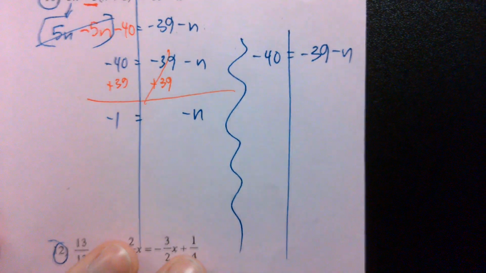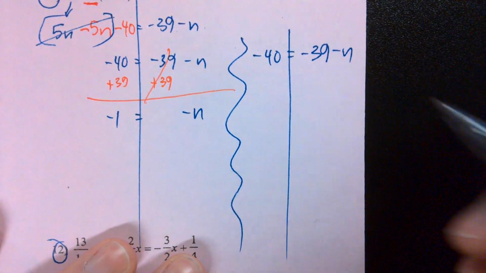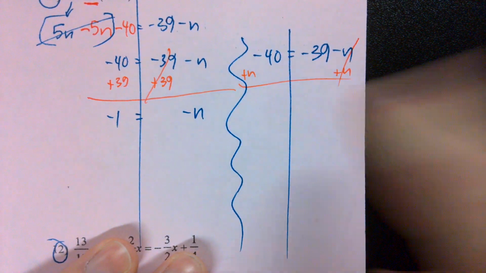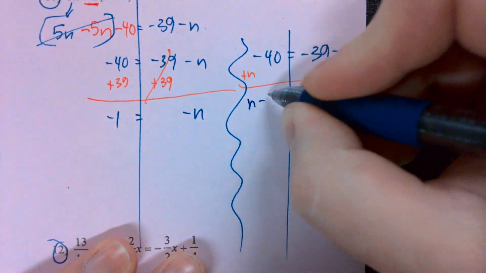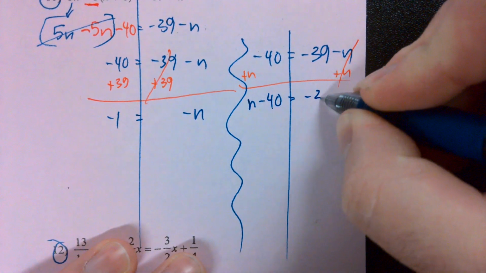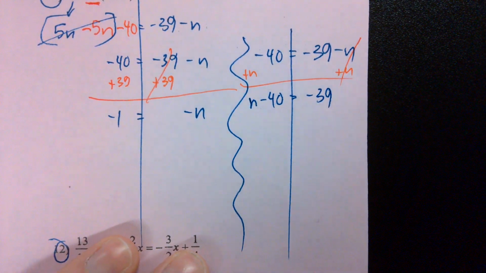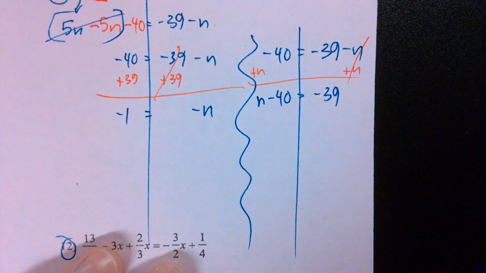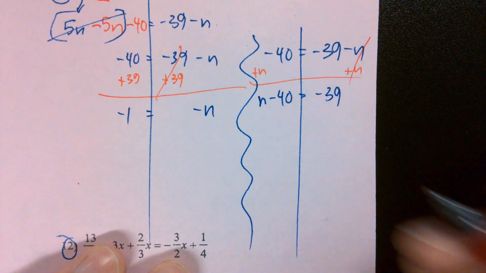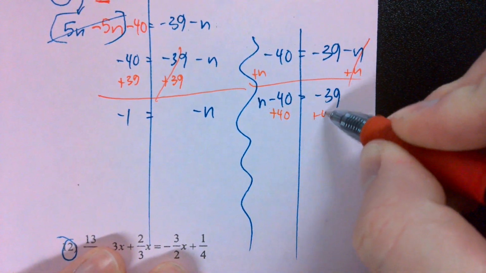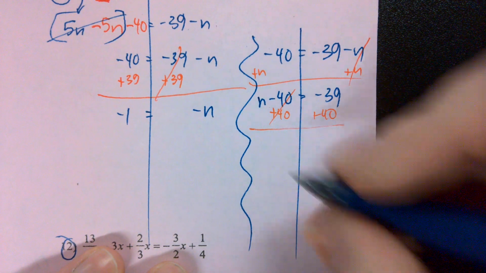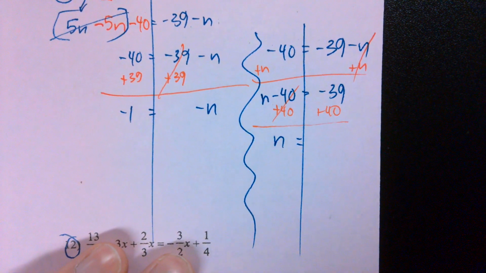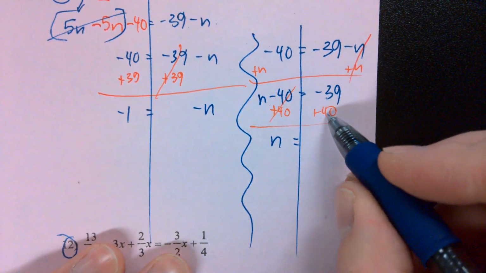Now, if you added n to both sides instead, here's how that would look. We add n, we add n. There's nothing to combine my n's with over here, so now I have n minus 40 equals -39. How can I get n all by itself from here? Plus 39? Plus 40. What's -39 plus 40? Close. 1. It's like 40 minus 39.